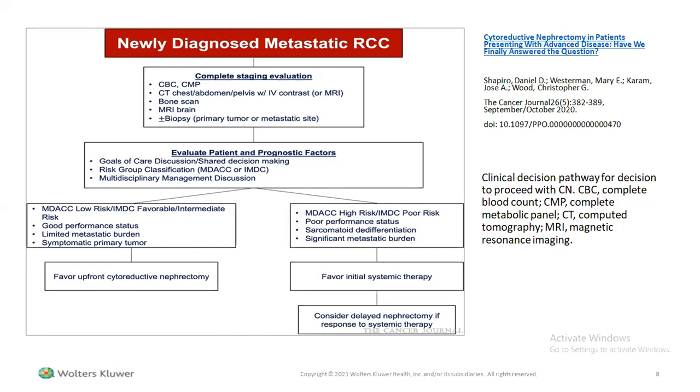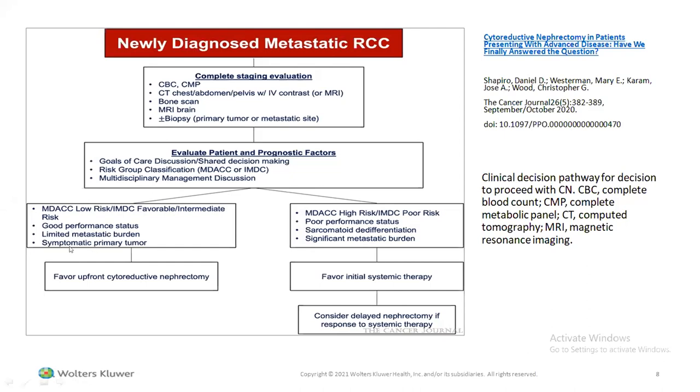Then second, you evaluate the patient by looking at the prognostic factors. As I already discussed with you, you have to categorize the patient by risk category, by doing either the IMDC or MSKCC criteria. Then the hospital is very important, and the multidisciplinary team should be there. So on the left side of this algorithm, you can see that patients with a favorable or intermediate risk category are ideally candidates for going for cytoreductive nephrectomy.